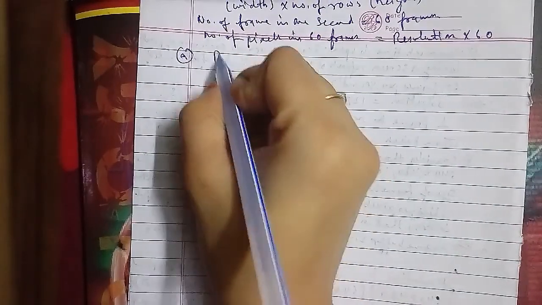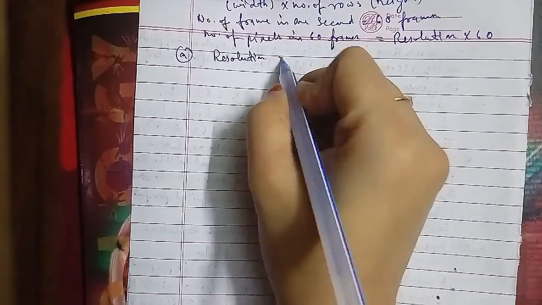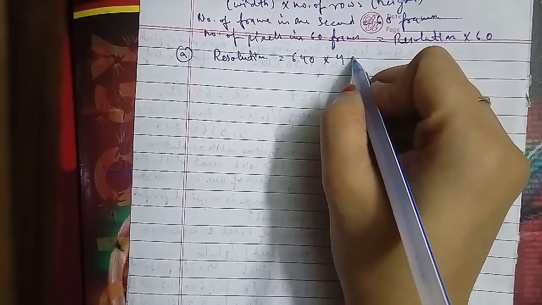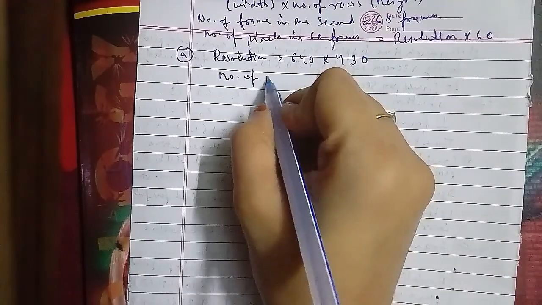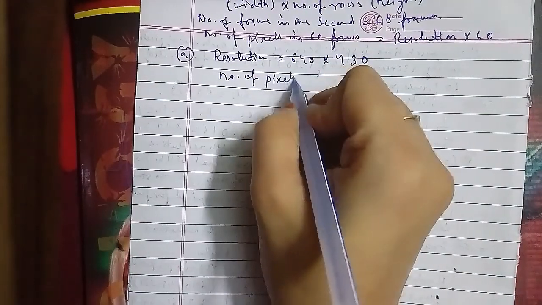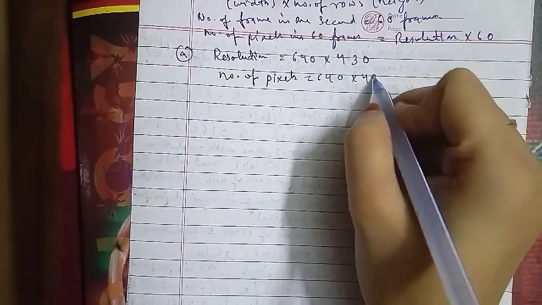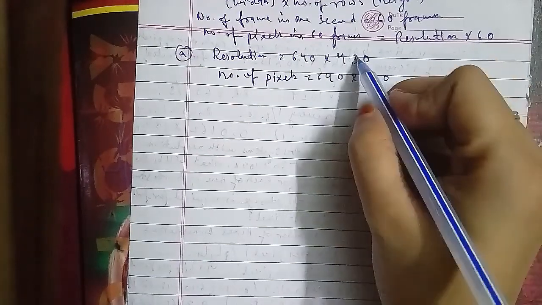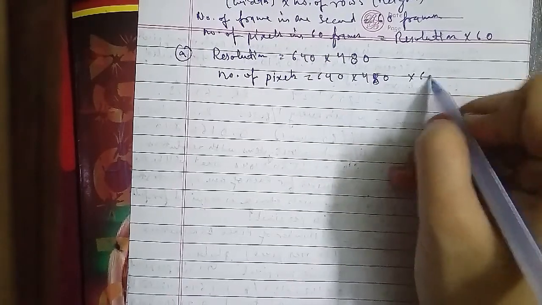Okay, so we'll find out the access time per pixel, and that is equal to 1 upon total time. So 1 upon total time is 640 multiplied by 480 multiplied by 60, and in this we'll find 54.25 into 10 to the power minus 9 seconds. This will be your access time per pixel.